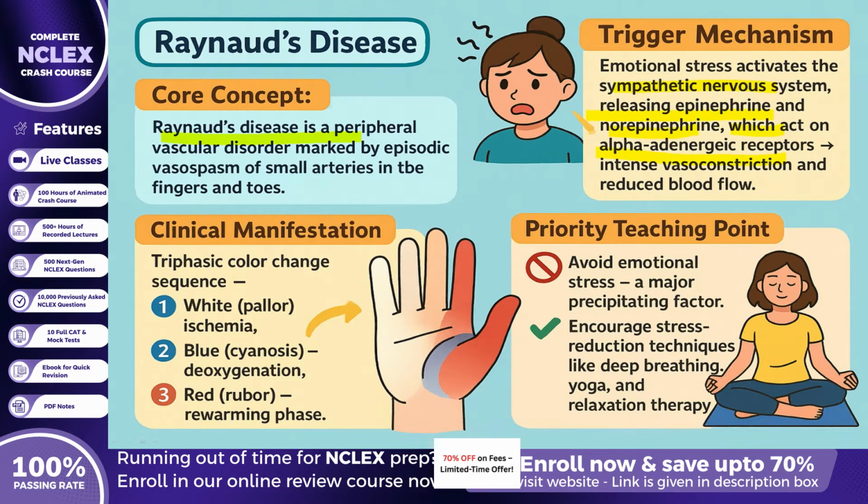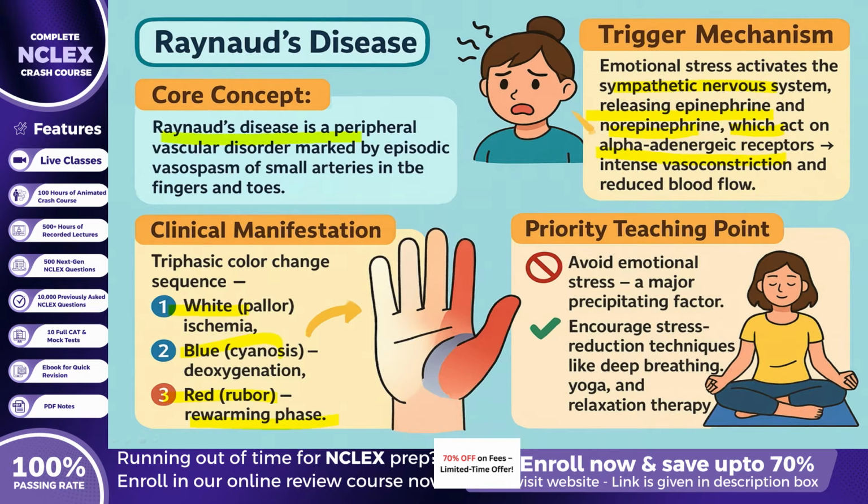This results in the classic triphasic color change. First white, pallor from ischemia, then blue, cyanosis from deoxygenation, and finally red, rubor, upon rewarming as circulation returns. During these episodes, clients commonly report numbness, tingling, throbbing pain, and color changes in their fingers or toes. Because both cold exposure and emotional stress can precipitate such attacks, teaching stress reduction techniques, such as deep breathing, guided imagery, yoga, or relaxation therapy, becomes a cornerstone of nursing management.